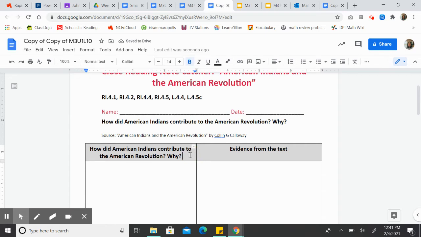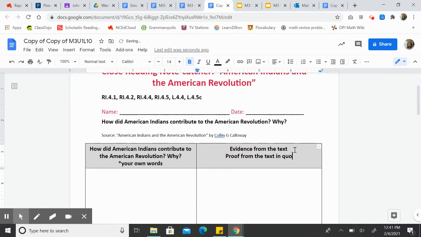In this column, this is your own words. And in this column, this is where you put proof from the text. Okay. So I'm answering the question, how did they contribute to the American Revolution and why? I'm going to pause, type it and fill it in.